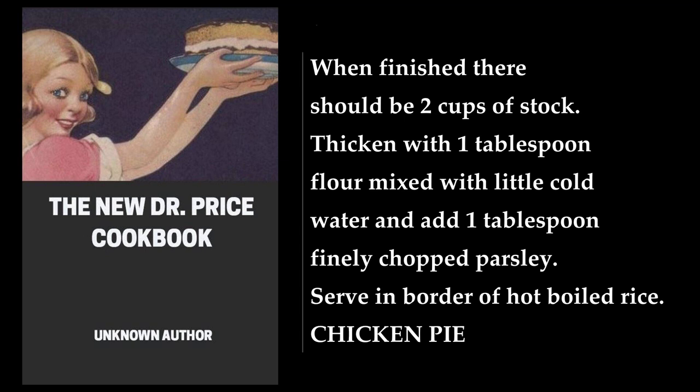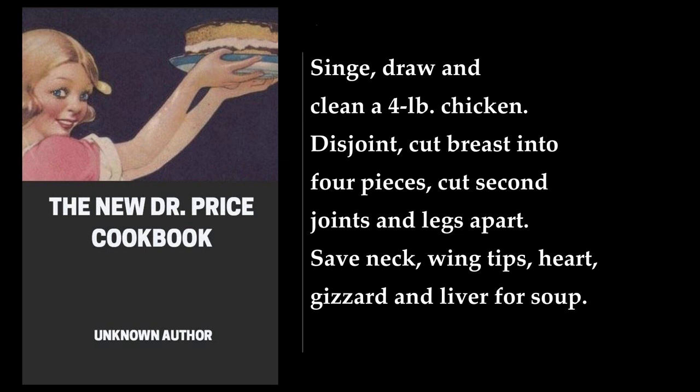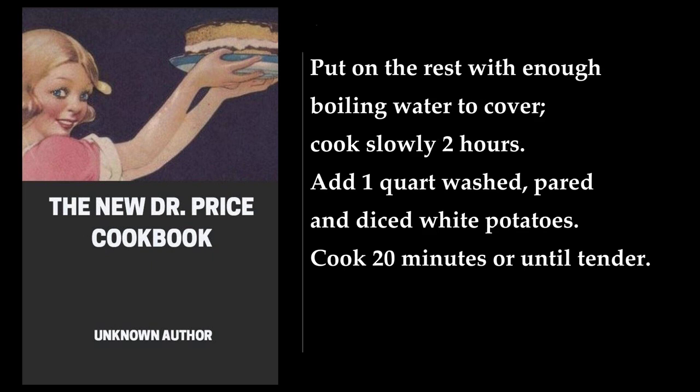Chicken pie. Singe, draw and clean a 4 pounds chicken. Disjoint, cut breast into 4 pieces, cut second joints and legs apart. Save neck, wing tips, heart, gizzard and liver for soup. Put on the rest with enough boiling water to cover. Cook slowly 2 hours. Add 1 quart washed, pared and diced white potatoes. Cook 20 minutes or until tender.